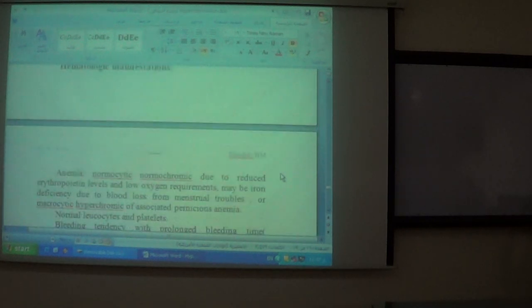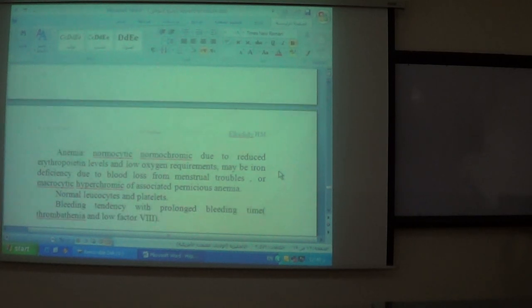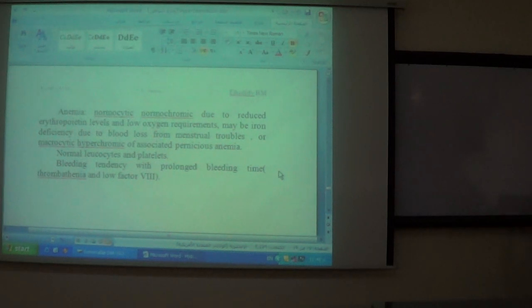Hematologic manifestations include anemia, normocytic normochromic, or iron deficiency due to menorrhagia, or macrocytic hyperchromic because of associated pernicious anemia. We have said there's atrophic gastritis associated with macrocytic hyperchromic anemia. Usually, many types or all types of anemia apart from aplastic anemia can occur in patients with hypothyroidism. Normal leukocyte count and platelets. Bleeding tendency may be present because of prolonged bleeding time, thrombocytopathy, meaning decreased function of platelets, and low factor 8.